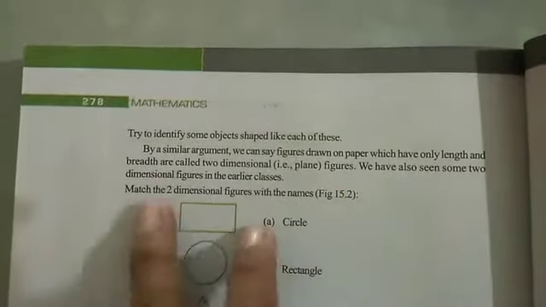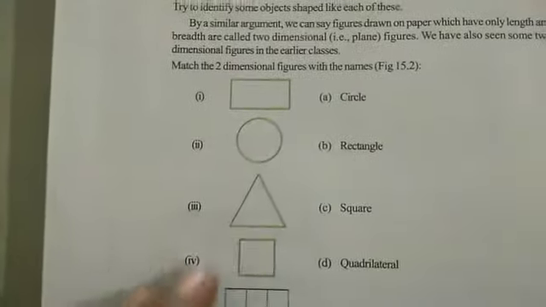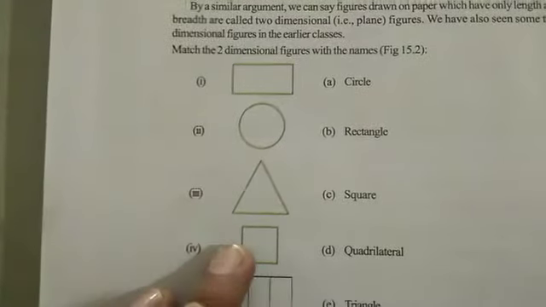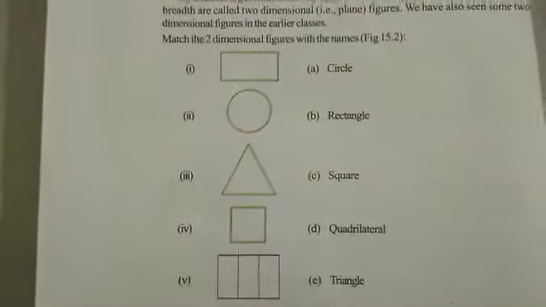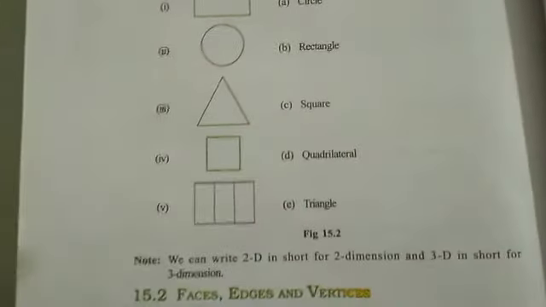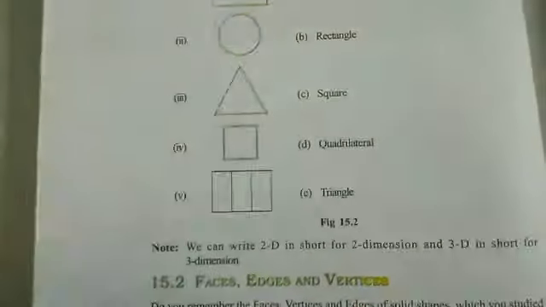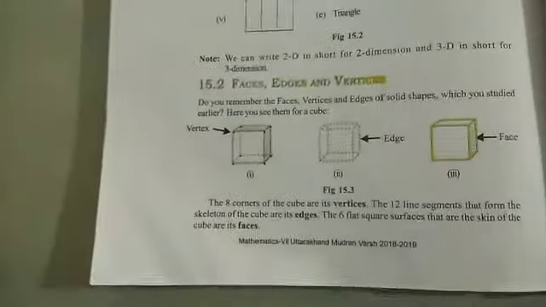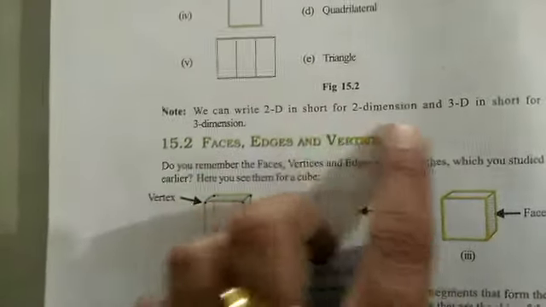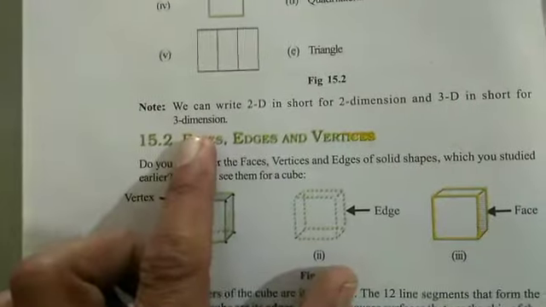We have also seen some of the two-dimensional figures in the earlier classes. For example, rectangle, circle, triangle, square, and quadrilateral. So in this way these are two-dimensional, because they have only the length and the width, they do not have the height. We can write 2D in short for two-dimensional and 3D in short for three-dimensional.